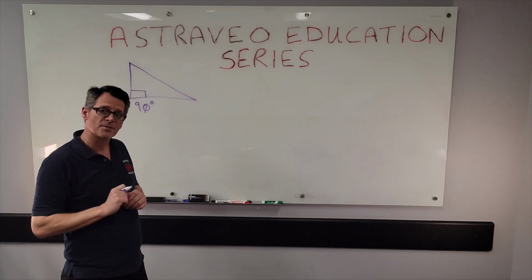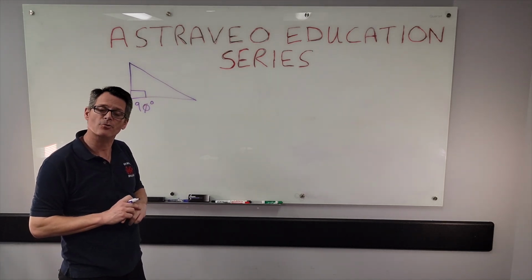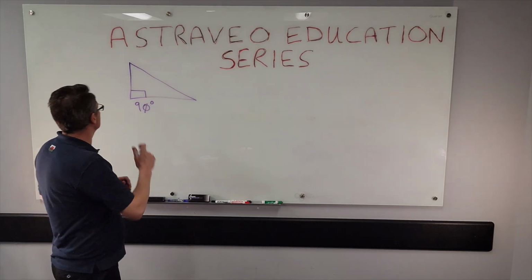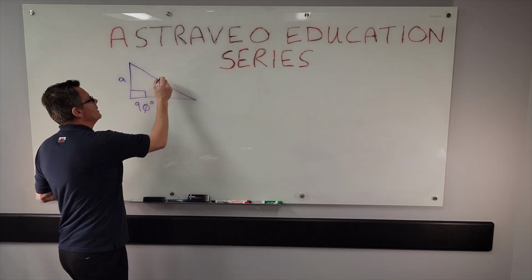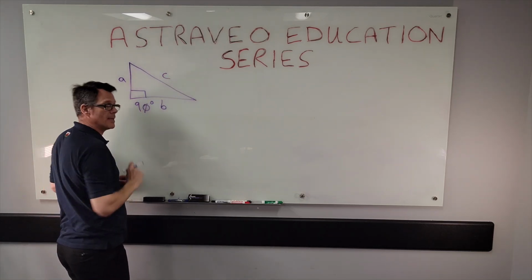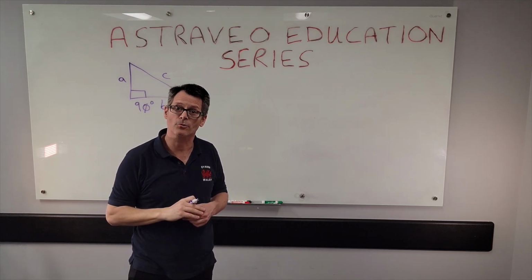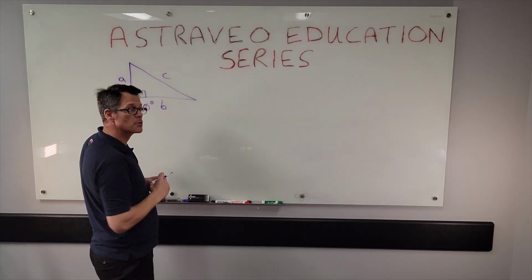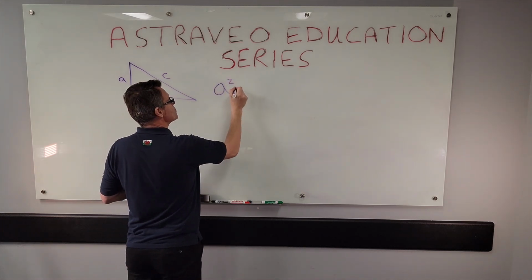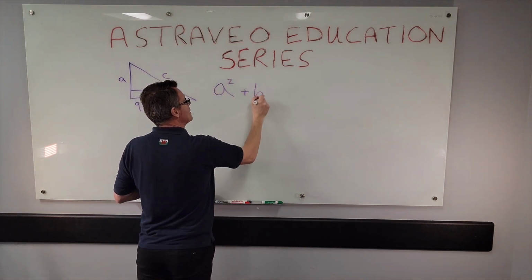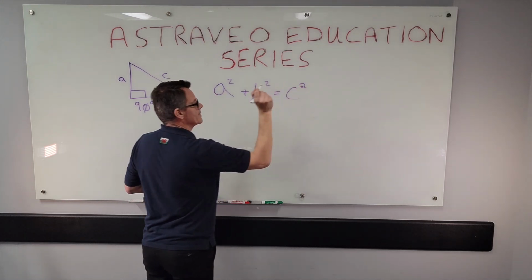What Pythagoras said is that we can relate the lengths of the sides of this triangle to each other. He said, let this side be A, let this side be B, and let this very long side be C, which we call the hypotenuse, the longest side of a right-angled triangle. The relationship between these sides can be written like this: A squared plus B squared equals C squared.